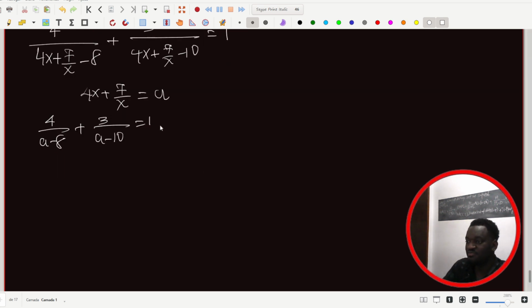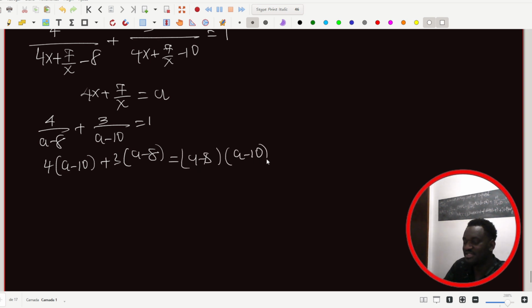So now let's find the common denominator here. Cross multiplication: this times this, we're going to have 4, right? Let's do step by step here. Plus 3, which multiplies a minus 8, right? All divided by the product of these two terms, right? And this product will come here multiplying on the right side of the equation. So the product of this times 1 is the product of this. So we're going to have a minus 8, which multiplies a minus 10.